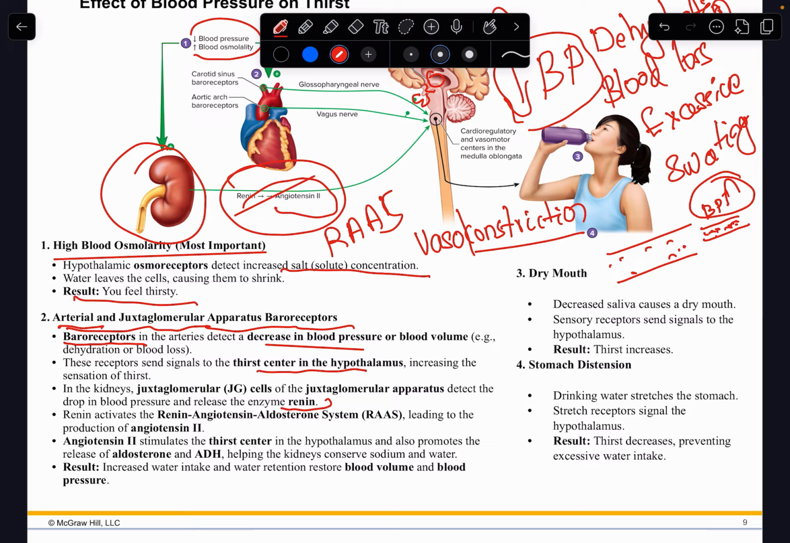What renin does, renin activates this renin angiotensin aldosterone system, which leads to production of angiotensin 2. Like I said, what they do, they go to angiotensin 2, make sure you know the aldosterone, what they do, ADH I mentioned. So the result is what? Increase of blood volume, increase of water intake.